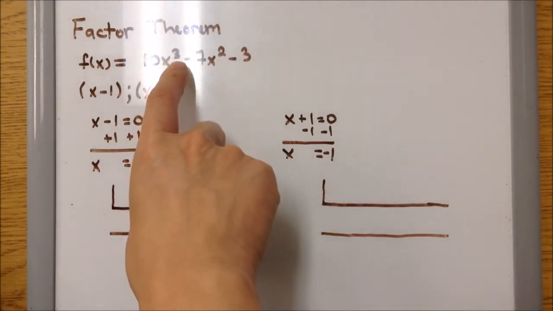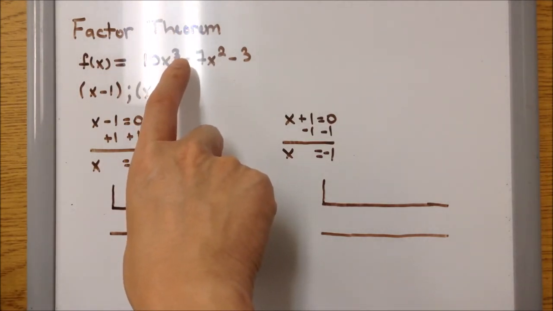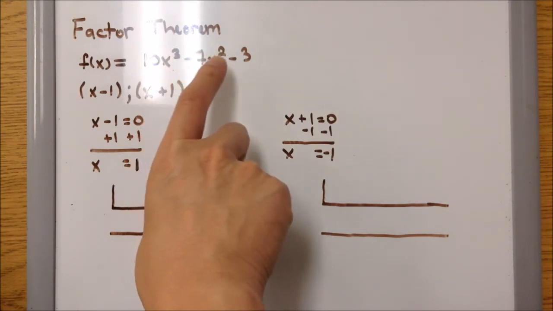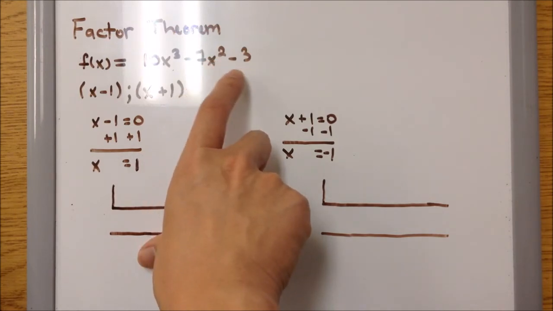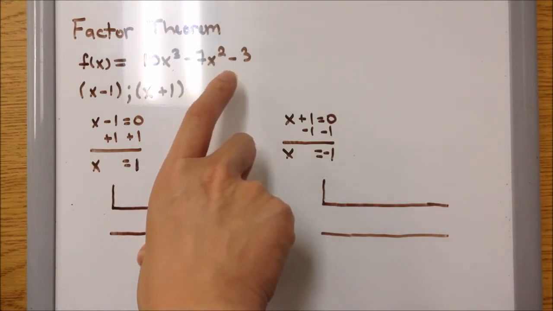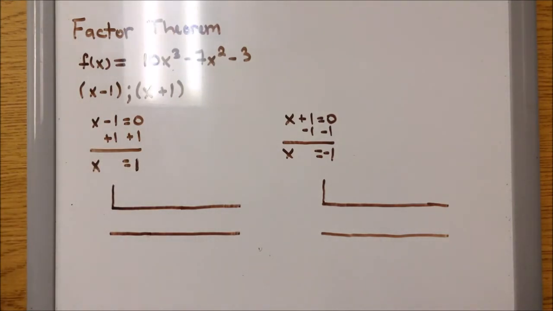Our highest exponent is 3. So we're going to count down by 1. After 3 is 2. It's there, so we're good. Now after 2 is 1, so x to the 1 power. I don't see it, so that means we're missing it. So I'm going to rewrite it right here.